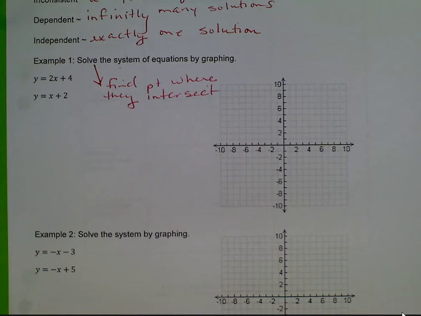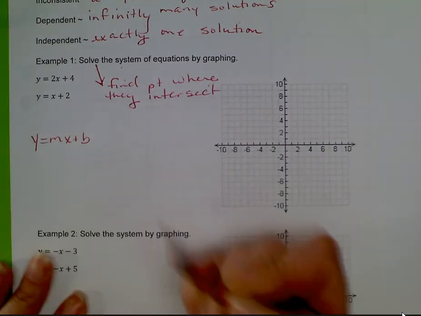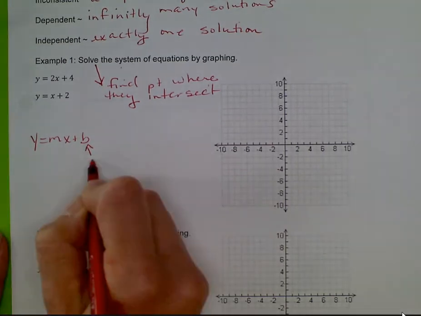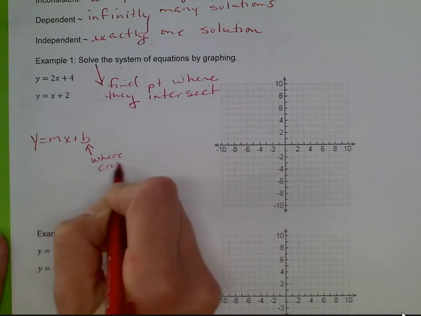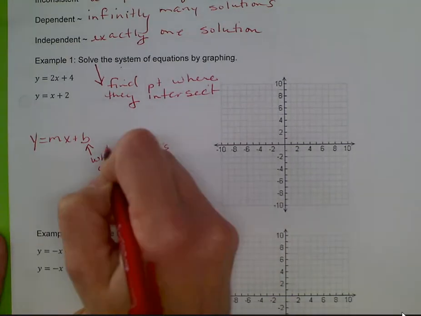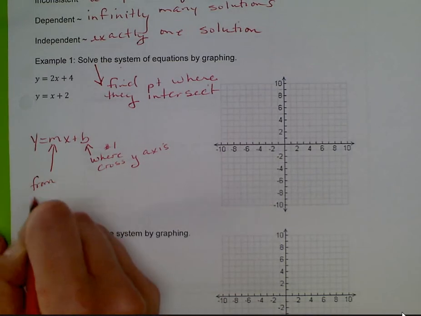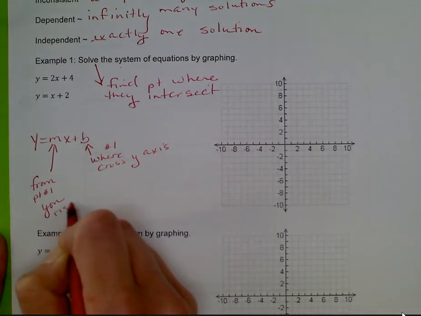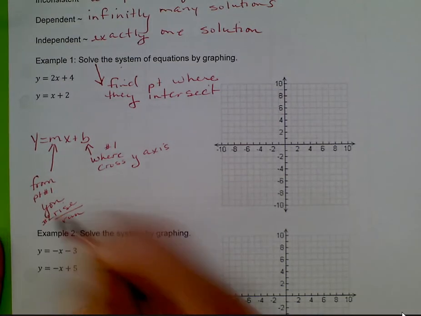Okay, now let's remember how to graph quickly. If it's y equals mx plus b form, very quickly, you always graph this point first, the b. That's your number 1. Then from that point, you go rise over run. That's your second point. Remember what we did?